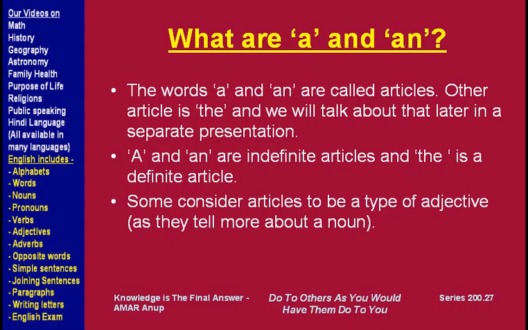A and an are called indefinite articles, and the, also pronounced as the, is called a definite article. In the next few minutes we will see what is an indefinite article, and why it is called an indefinite article.